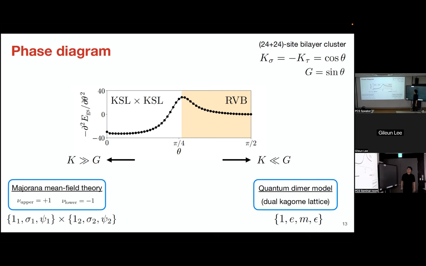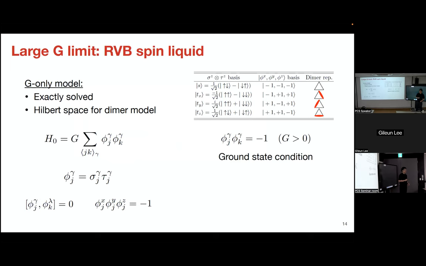All right, then. The remaining part of this talk, I'll be focusing on two things: first, how the RVB state arises near this point, and also what is the nature of this transition. So first, let me consider the RVB state. In order to perform degenerate perturbation theory near the G only interaction point, let's first consider a G only model. Here H zero is basically only the interlayer interaction, no Kitaev interaction.